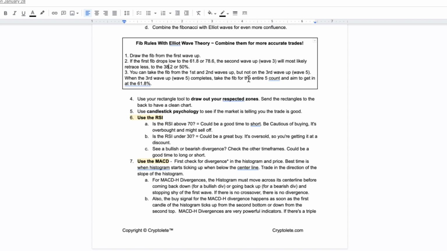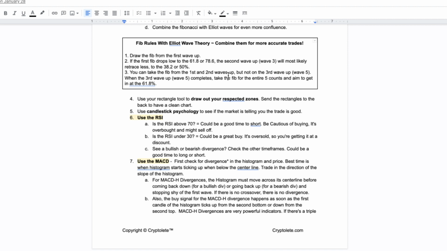So if the first Fibonacci drops low to the 61.8 or 78.6, the second wave, wave 3, will most likely retrace less, aka it'll retrace to the 38.2 to the 50%. You could take the Fib from the first and second waves up, but not from the third wave up, which is wave 5. When the third wave up, which is wave 5, completes, you take the Fib for the entire 5 count.